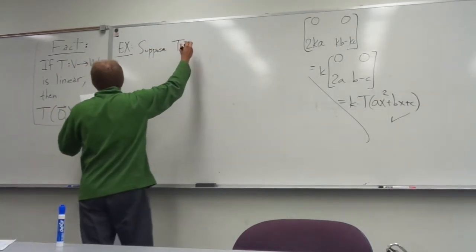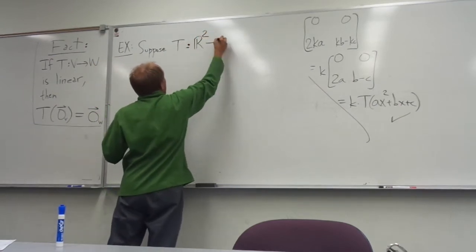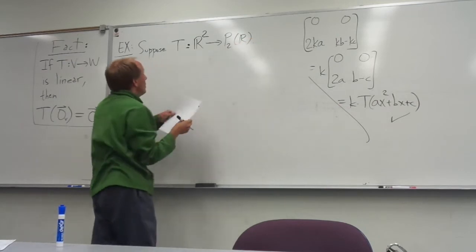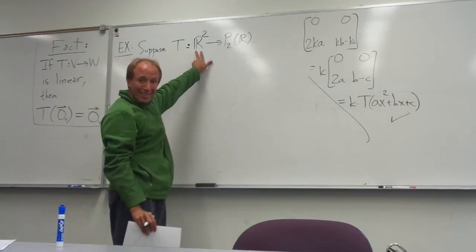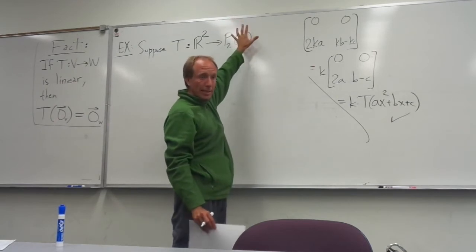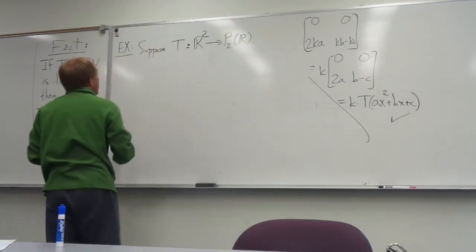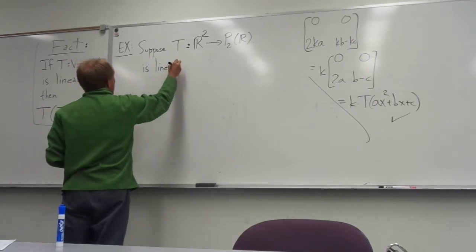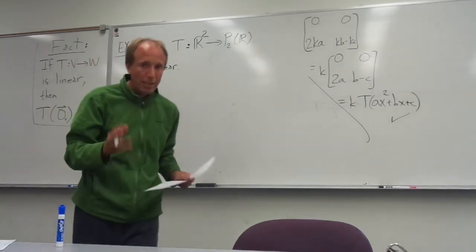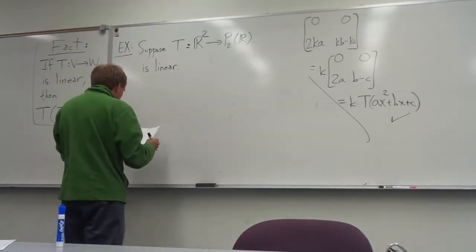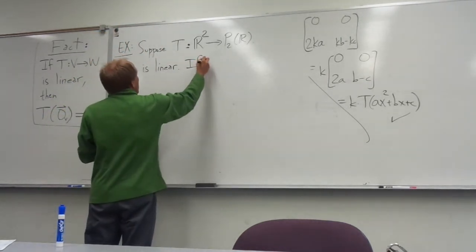Let's suppose T goes from R2 to P2 of R. So I'm inputting two numbers here, and I'm going to output a quadratic polynomial, basically. And let's suppose that that is linear. Let's say we know that it's linear. I didn't give you the formula yet, but I know that it's linear. And let's suppose that we know a couple of things.